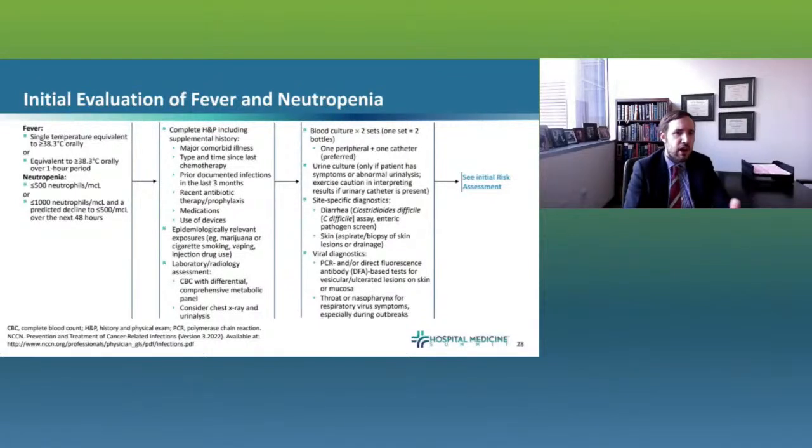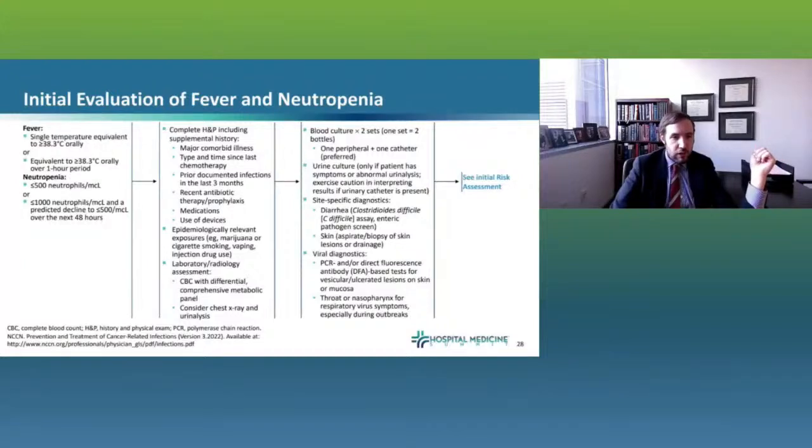So we want to know if they've had prior documented infections in the last 3 months. We would like to see what those cultures were, what the susceptibilities were. Are these people on any antibiotic prophylaxis or actual therapy? What are their other medications? Do any of these medications outside of the chemo drugs cause immunosuppression or increase susceptibility to infection? And do the patients have any devices? In our world, that would be indwelling catheters. Do they have a port? Do they have a PICC line? And then also, do they have epidemiologic exposures? Are they smokers? Are they IV drug abusers?